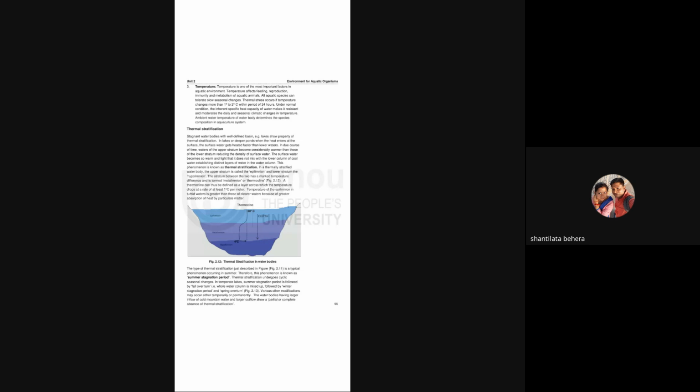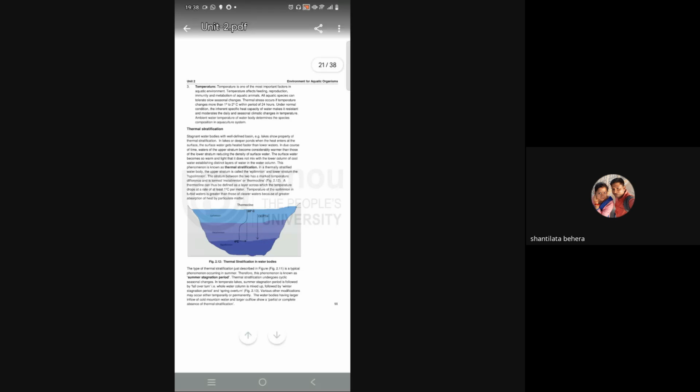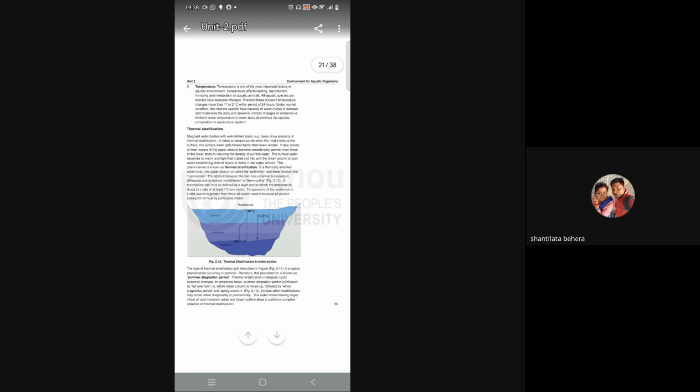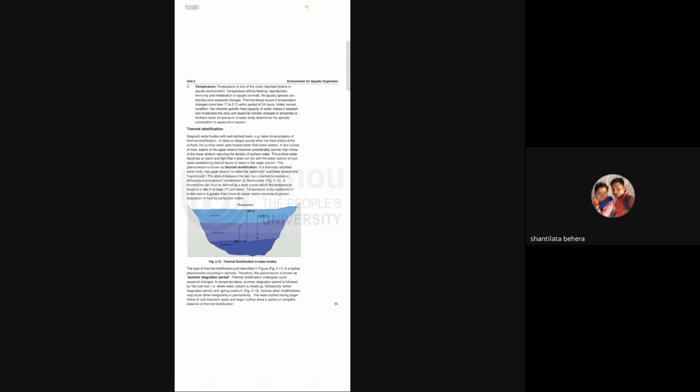See here, in this water body, the upper layer of water is at 20 degrees Celsius. As we move towards the depth, the temperature decreases and goes down to 4 degrees Celsius. So this is known as thermal stratification of the water body. What is thermal stratification? The decrease in the temperature in the water body as we move towards the bottom of the water. There is a variation in the temperature, decreasing towards the bottom of the water. That is known as thermal stratification.